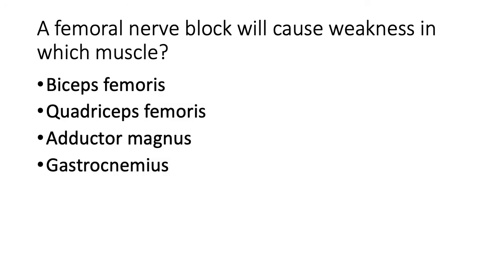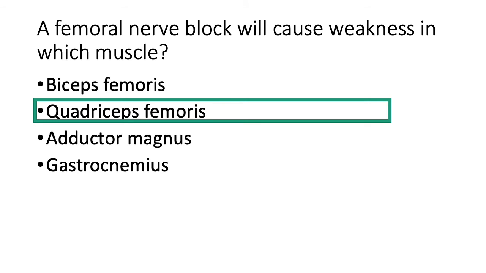A femoral nerve block will cause weakness in which muscle? Biceps femoris, quadriceps femoris, adductor magnus, or gastrocnemius? The correct answer is quadriceps.